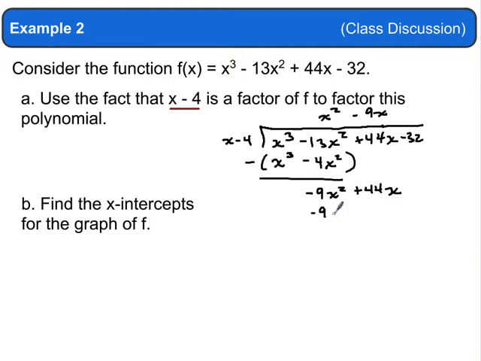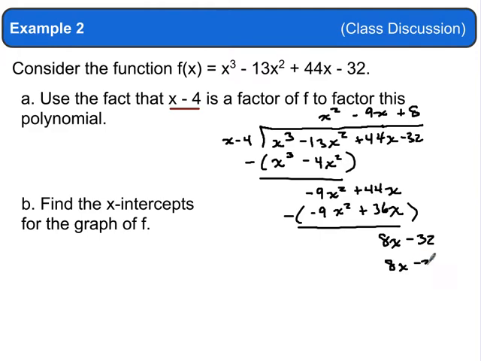So we get negative 9x squared plus 36x. So we put a parentheses and a minus sign, and 44 minus 36 is going to be 8. So we have an 8x, and we bring down the 32. X goes into here 8 times. So you get 8x minus 32, and there's my 0.